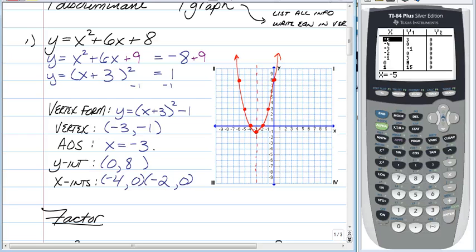Now the other thing is this opens up. The reason it opens up is because this is positive, and it's normal because the number in front is 1. Now remember, if it's negative, it opens down. If it's positive, it opens up. If you have 1, the shape is normal. If it's a number bigger than 1, so 2 or even 3 halves, which is 1.5, that's narrow. And any fraction less than 1, like 1/2, is wide.